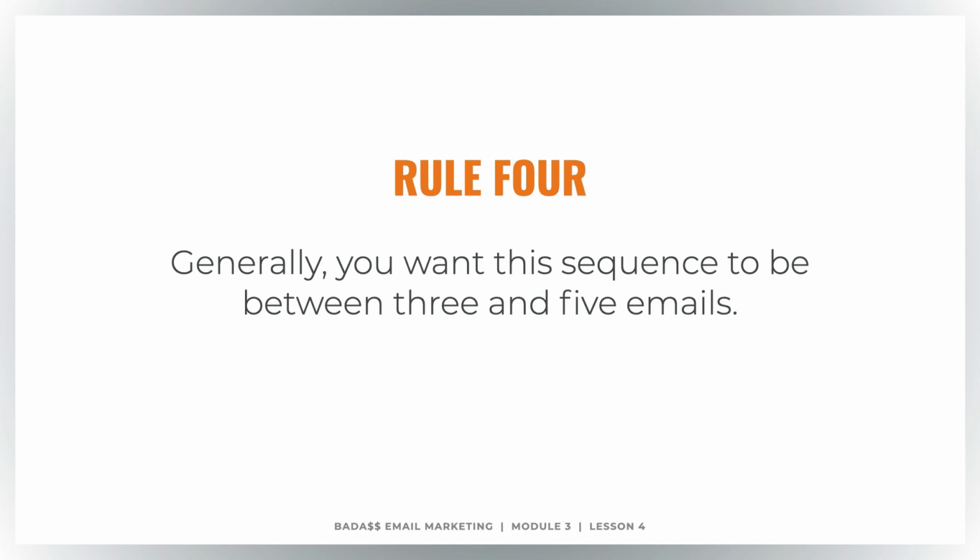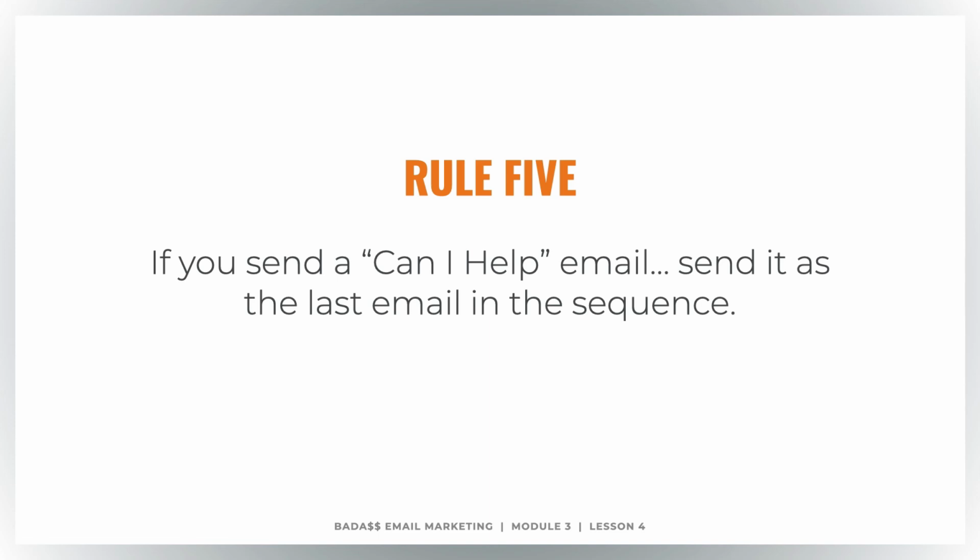You're going to see in the swipe that I'm giving you, there's a 3 email sequence and a 4 email sequence. Those are what I went with to give you examples because I want you to see the different ways to do it. So that's the number of emails. And then if you send a can I help email, it's the last email in the sequence. Because it's a soft sell, you're basically done.